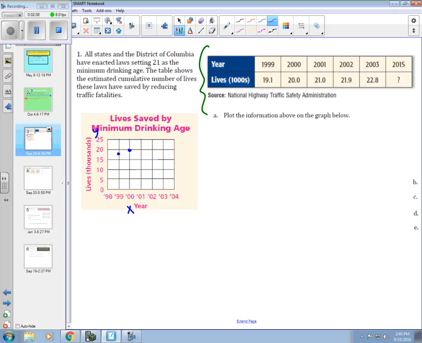In 2001, there were 21. Again, estimate, maybe right about there. In 2002, there was 21.9. Again, you're estimating. 2003, there's 22.8. We want to know in 2015 what that would project to. Okay, so we're going to get there by next drawing a line of best fit.